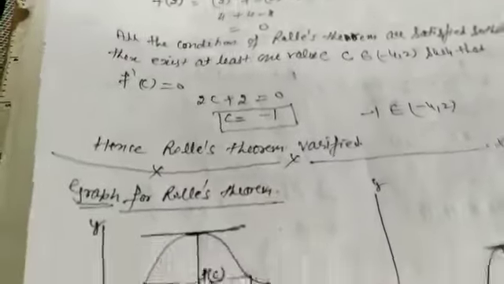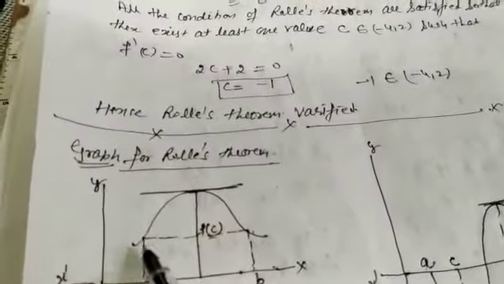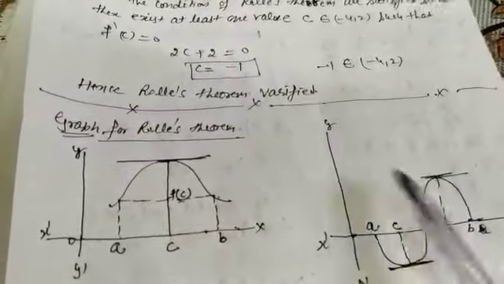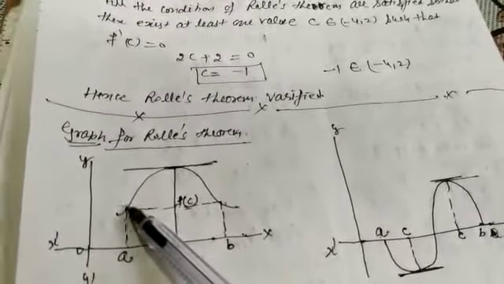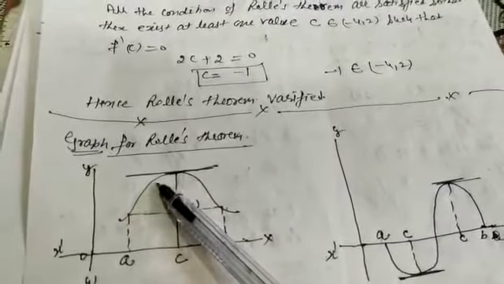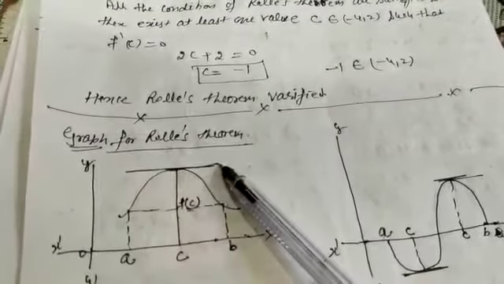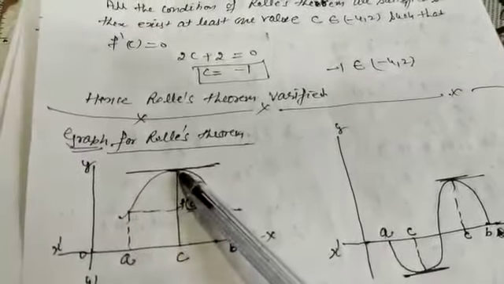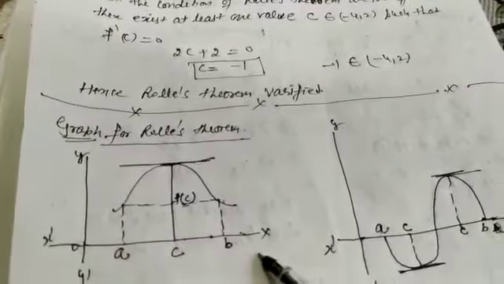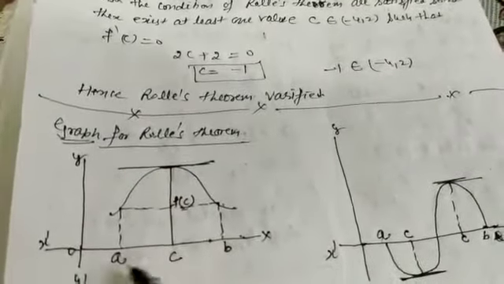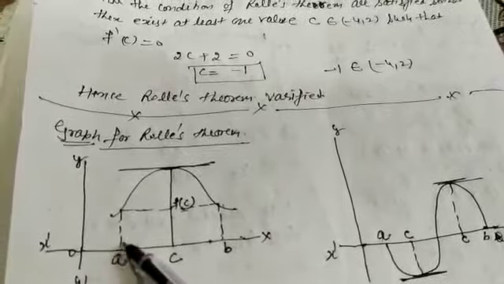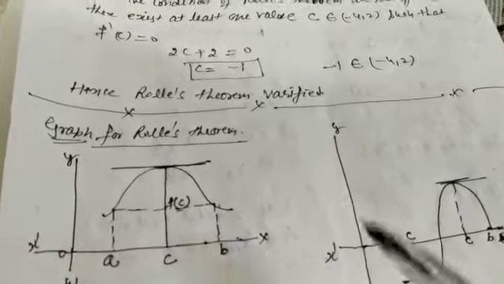If you want to see the graph, here I have drawn a graph of this polynomial function and one more polynomial function. There are so many points at which we can draw the tangent to the graph, but we find only those points where the tangent is parallel to the x-axis. This point is called the point c, which lies between a and b. Between a and b means greater than a and less than b, but it can lie anywhere between a and b.